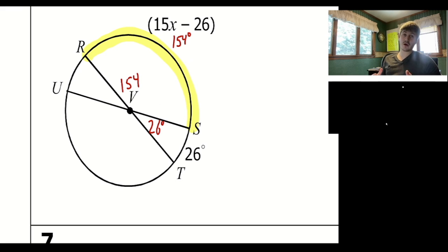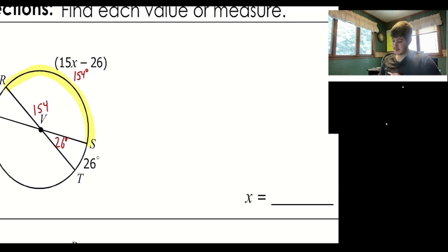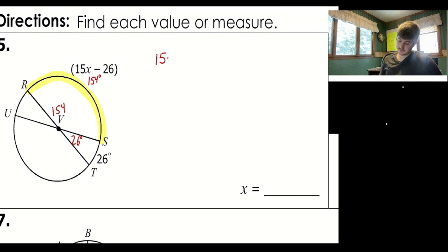And once you know the arc measure and you have the expression, set them equal to each other. That's it. So we're going to set 15x minus 26 equal to 154 degrees. So it's actually pretty easy, especially because we've used 26 already. So we know 26 plus 154 is 180. Divide both sides by 15.